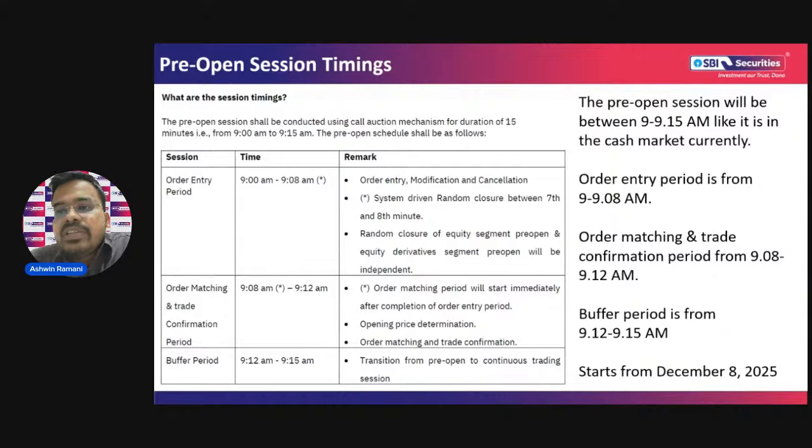All good until now? Is everyone with me in the chat box? Do let me know if the pre-open session timings are clear. I think you all are aware, so nothing changes in pre-open. The cash market pre-open will run separately and the futures market pre-open will run separately. Like I said, both the pre-opens will be independent here.